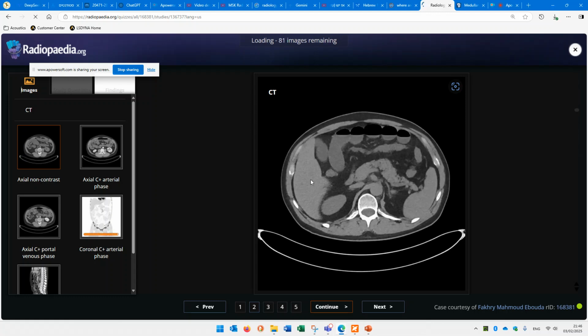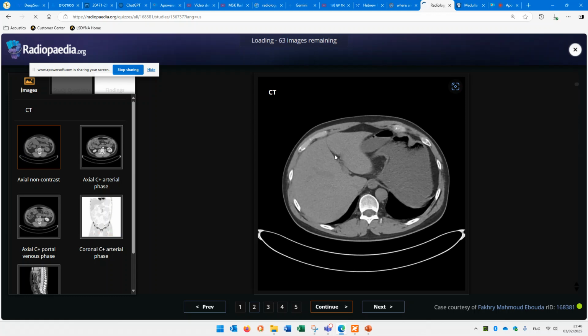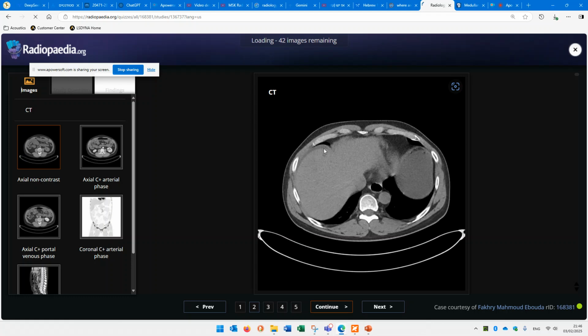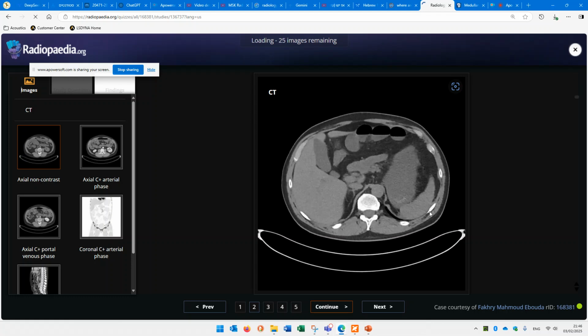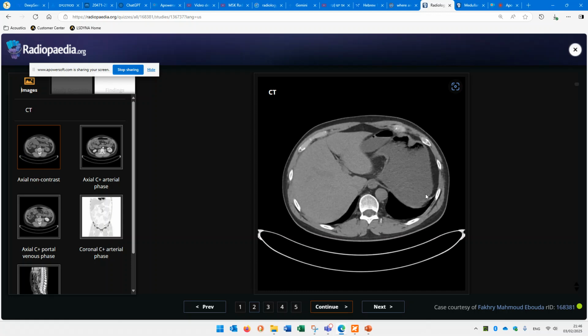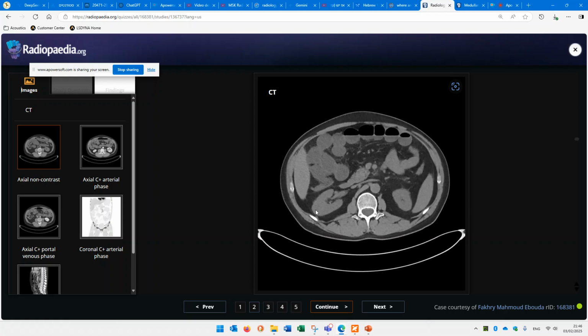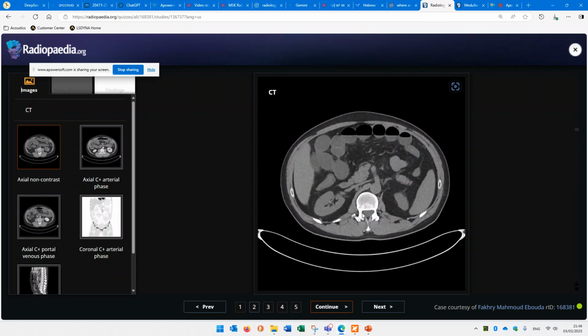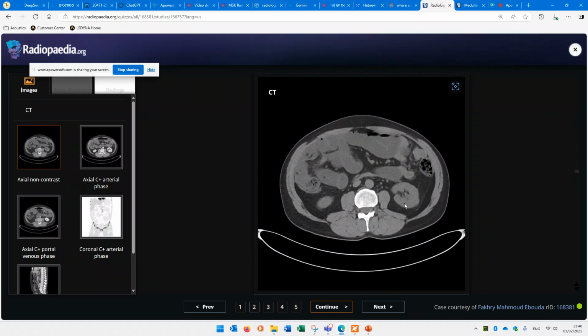I don't have too much to say about the liver. Subcapsular or something. Okay, what about the spleen? Spleen looks okay. What about the kidneys? This kidney, right kidney looks fine. Left kidney looks fine. Okay.